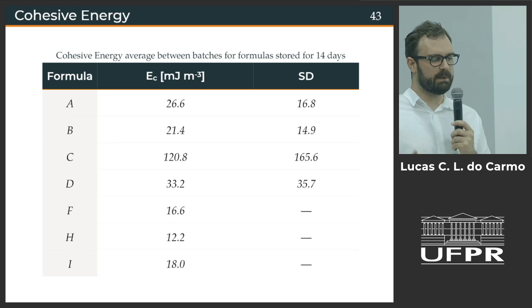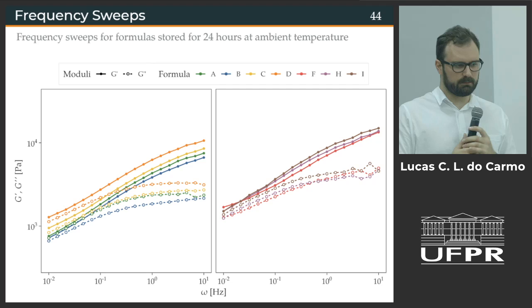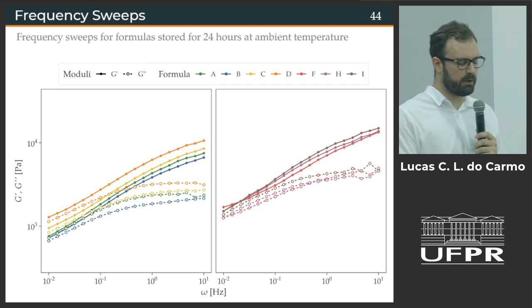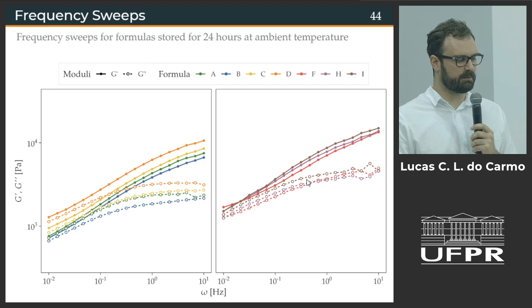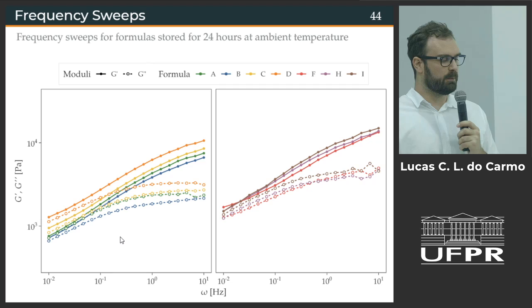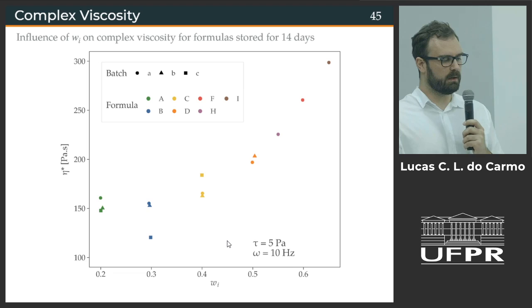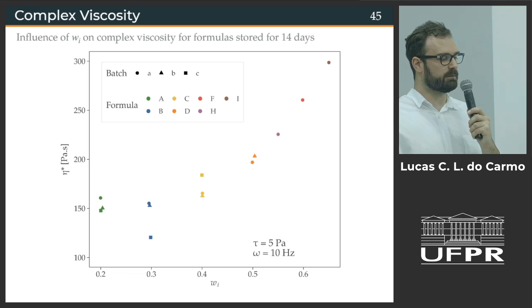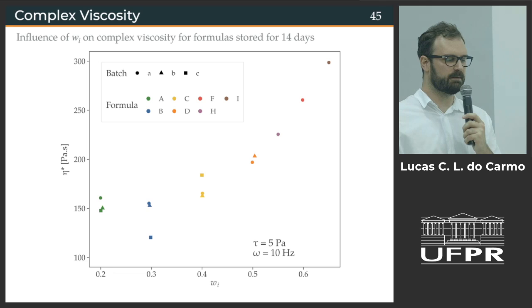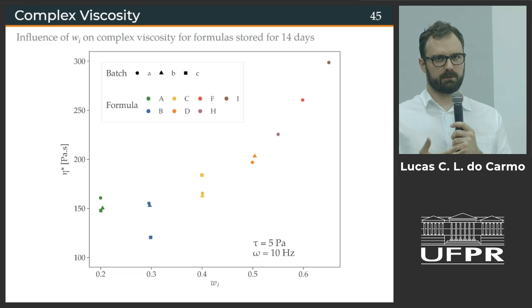Now for the frequency sweeps, we saw a similar relationship. It seemed that formulations with a higher oil content had a stronger network, and this can be seen by these two graphs. On the left, we have formulas A, B, C, and D, and on the right, F, H, and I. We see that as the oil fraction increases, both moduli are increasing. They have larger values as well. And here, for the relationship between oil fraction and the complex viscosity of these formulas, we see that they are more viscous as the concentration of droplets increases, but there was no correlation to physical stability of these formulations based on the complex viscosity either.